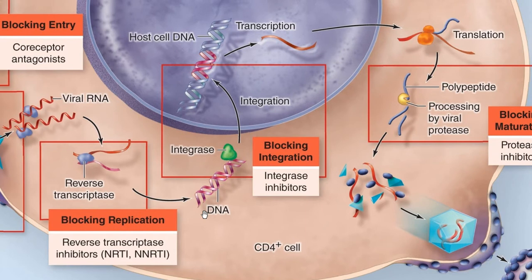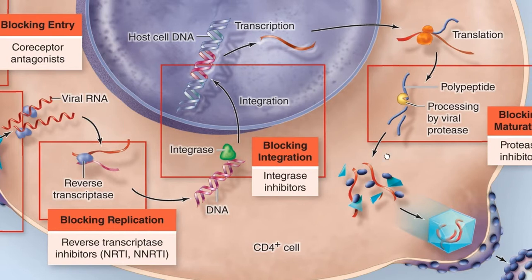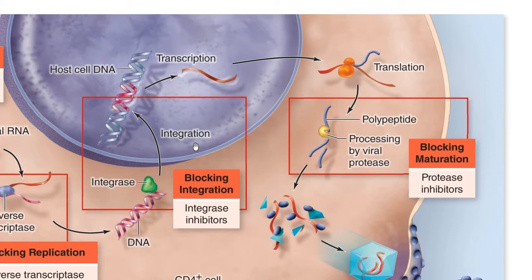If this happens, the next stage is the integration of the viral DNA into the host DNA. We can stop that by using the integrase inhibitors. Then if we are still not able to stop this virus, after the integration there is one more stage that we can still try. That is how we can stop the synthesis of the proteins and the other raw materials. By using the protease inhibitors, we can stop the processing of the protein synthesis and the viral protein synthesis.